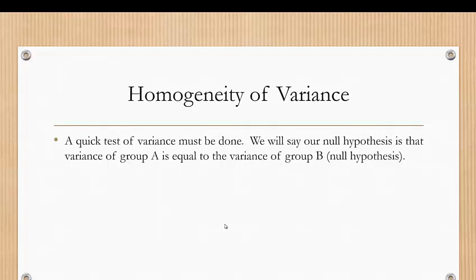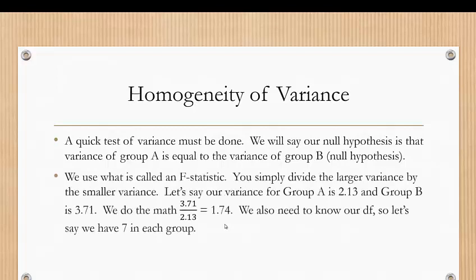If we reject it or fail to accept it, as we will see, then we would say there is a difference. So let's test it. It's simply called an F statistic. You simply take the larger variance and divide it by the smaller one. So let's say our variance in group A is 2.13 and our variance in group B is 3.71. We do the math, 3.71 over 2.13, and we come out with 1.74.